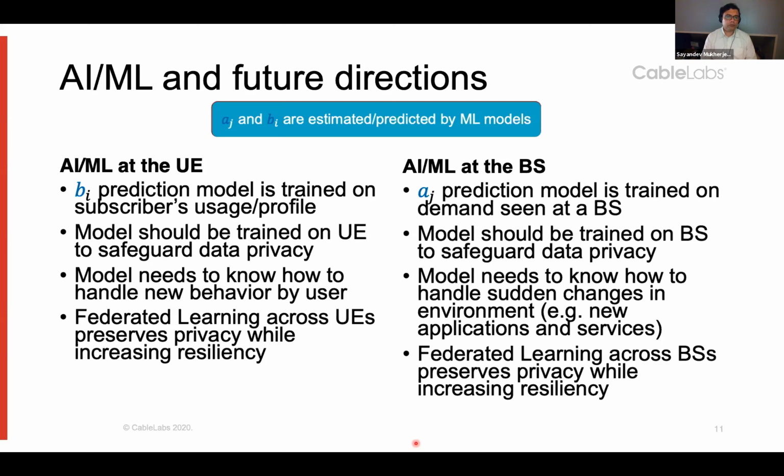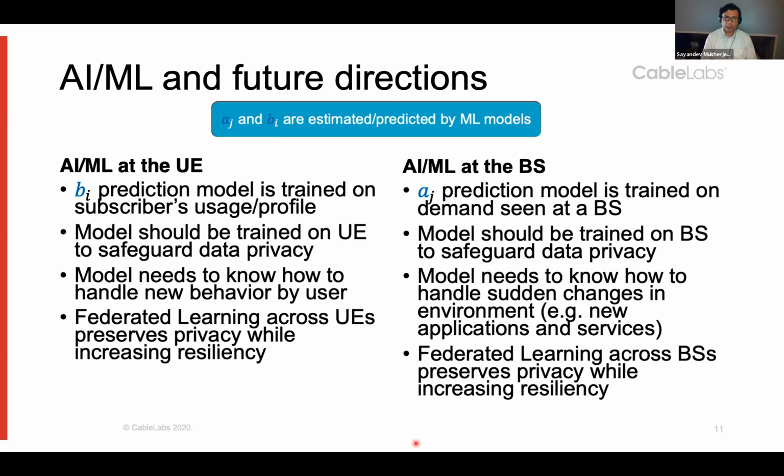However, suppose the user who owns the UE suddenly downloads a new application and begins using it. For example, the Whova application, it didn't live on my phone until today. Now, does the model know how to handle this new behavior by the UE? I may be using Whova for the first time, but there may be other UEs who have used Whova before. So if we could do some sort of privacy safeguarding learning across UEs, we could increase the resiliency of the network. And this is a job tailor-made for a form of learning called federated learning, which I'll discuss in just a moment.